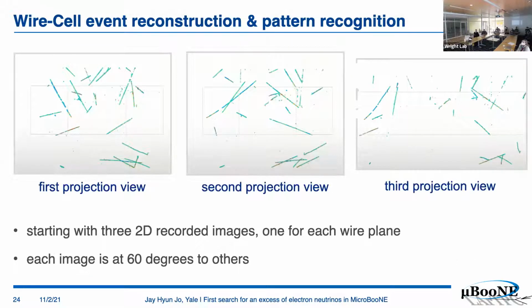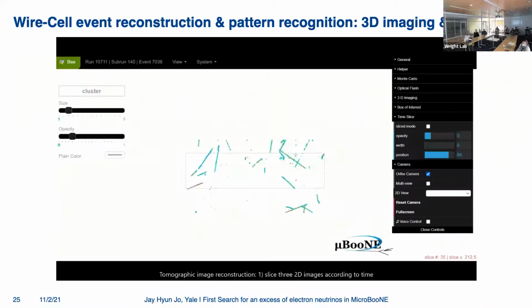But let me try to show you how the reconstruction works in a more visual way. We have 3 wire planes in the TPC, and in each plane, we can record these 2D images. These are the 2D images of the same set of events, and they are 60 degrees apart because each wire plane is 60 degrees away from the other planes. The first goal is to stitch these 2D images together to construct the 3D image. And this is a video representing how it works.